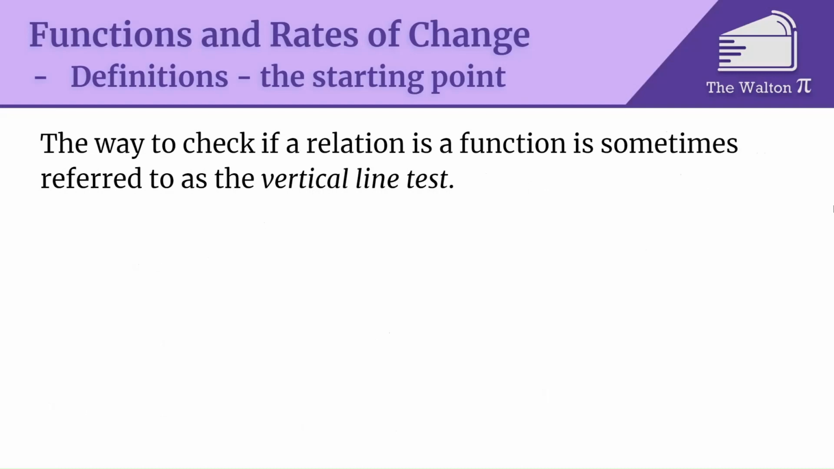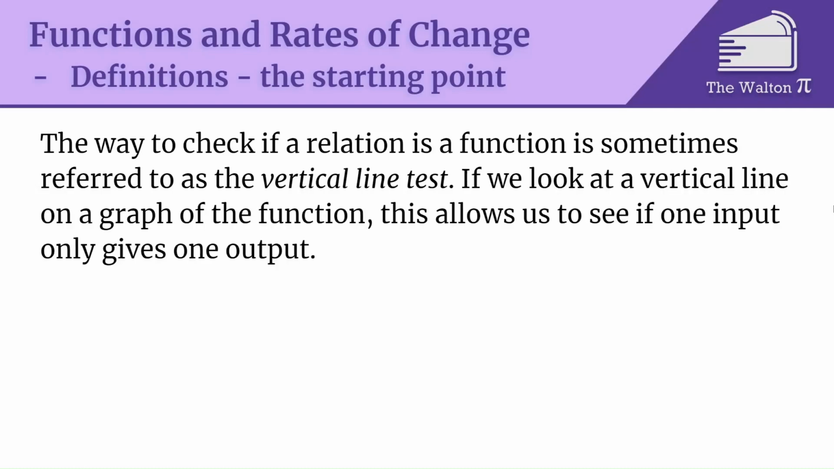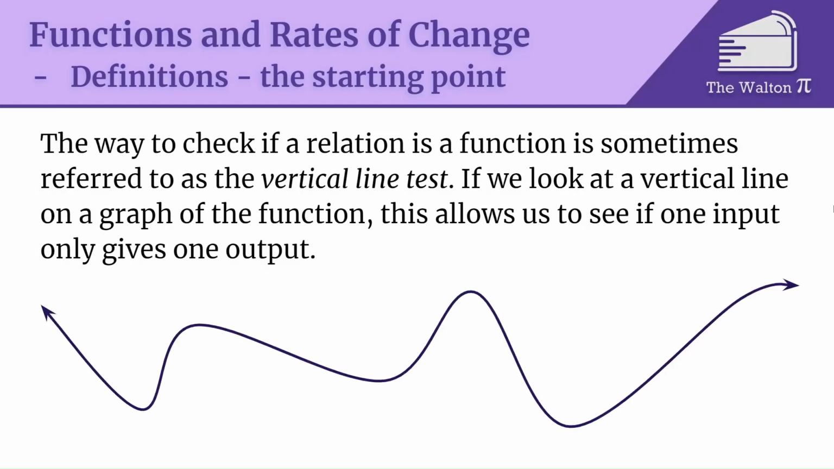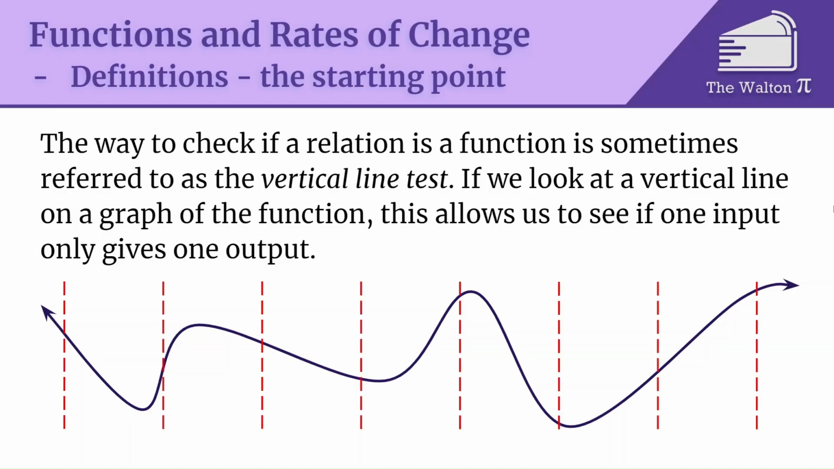Alright, so the way that we check to see if a relation is a function is sometimes referred to as the vertical line test. If we take a graph of a function, we look at the vertical lines, and that allows us to see if one input only gives us one output. For example, if this is our graph of our function, we can take a bunch of vertical lines and we see that no matter where we place the vertical line, it's only going to have a single output.